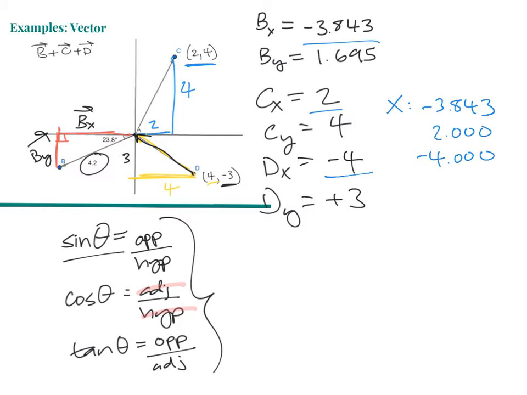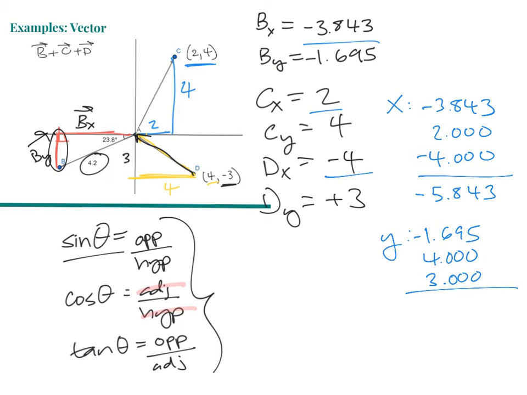Okay. So that's going to be -5.843. Nice. And then y is 1.695 plus 4 plus 3. Oh, except that should be -1.695 because that one was headed down. Must have missed the negative when I copied it over. Okay, -1.695 because that was that, 4 and 3.